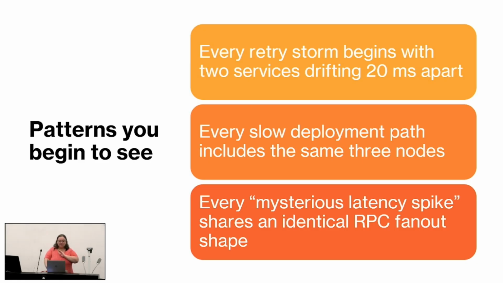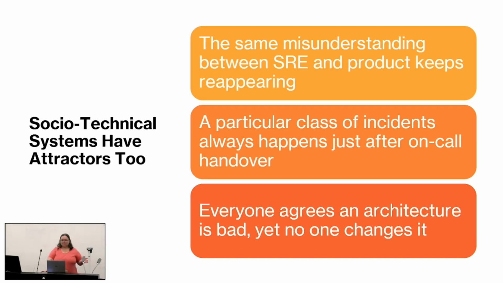This geometry exists beyond code. It shows up in teams. Misunderstandings between SRE and products. This always happens after handover. Everyone thinks it's bad, but why would we change it? These are human strange attractors, stable behavioral loops shaped by incentives, communication patterns, and history. Chaos theory doesn't just describe computers, it describes complex systems, like teams, businesses, crowds.